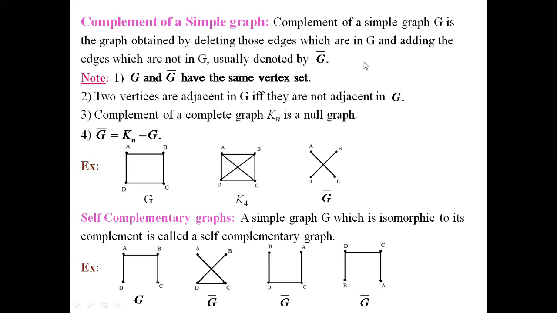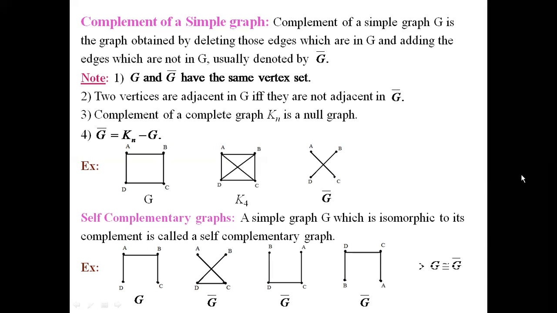So we observe that we started with this graph G and a similar shape of the graph we have obtained in the graph G complement. Since G is isomorphic to G complement here, G and G complement are said to be self-complementary graphs. So a simple graph which is isomorphic to its complement is called a self-complementary graph. The representation of the graph remains the same in both G and G complement.